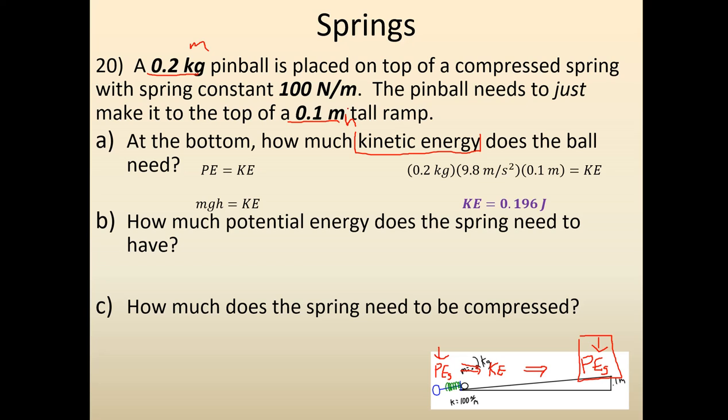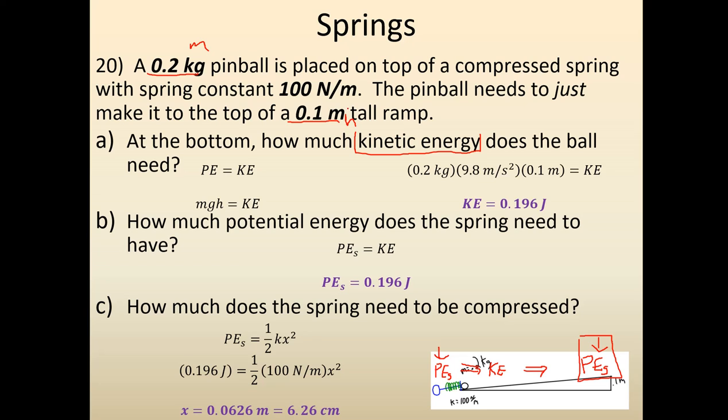And then when I get to part B, finding how much energy was stored in the spring, well, if the ball ended up gaining that amount of kinetic, it must have started with that amount of spring potential. This is the idea of conservation of energy and the flow of energy and all that stuff. We still only have 0.196 joules of energy. It's just changing forms from spring potential to kinetic to gravitational potential. And then with part C, how much does the spring need to compress? Now that I have the spring potential, I could do 1/2 kx squared and do my plug and chug. And I end up getting 0.0626 meters or 6.26 centimeters.